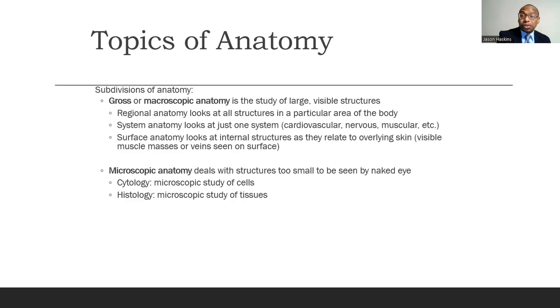The microscopic anatomy is things that we cannot see with the naked eye. So we're going to need a microscope in order to see it. Structures such as cells that are within the body or tissues within the body are things that we are going to need an actual microscope to view in order to magnify those very, very tiny structures.